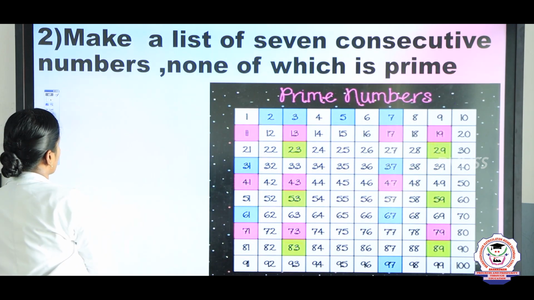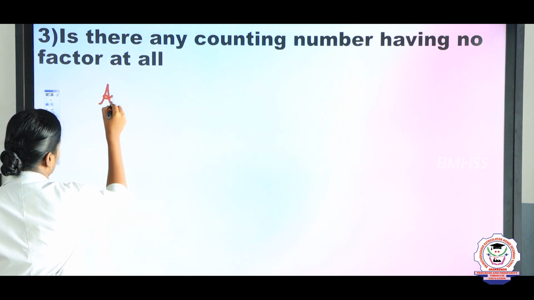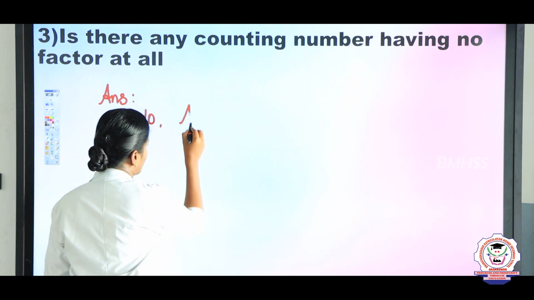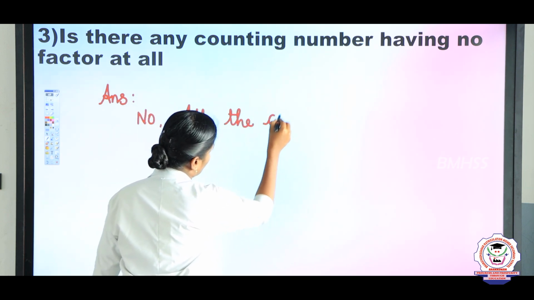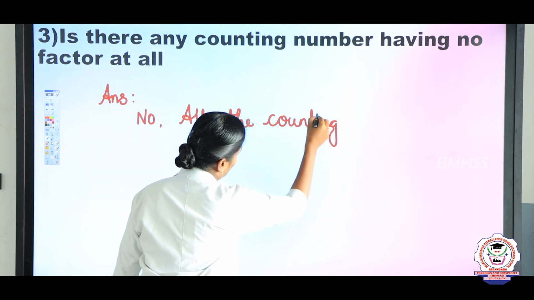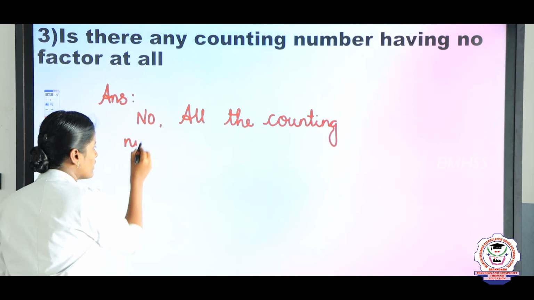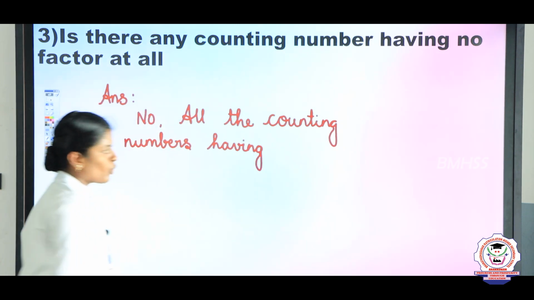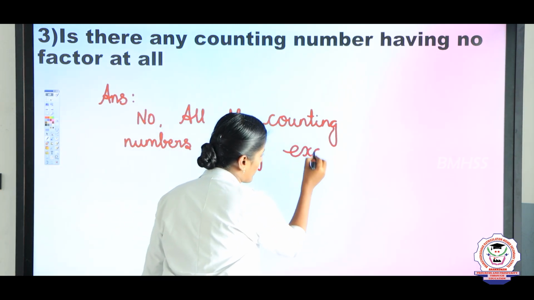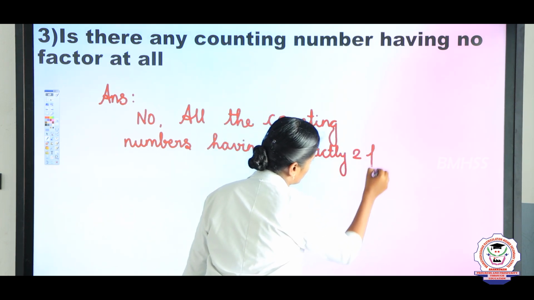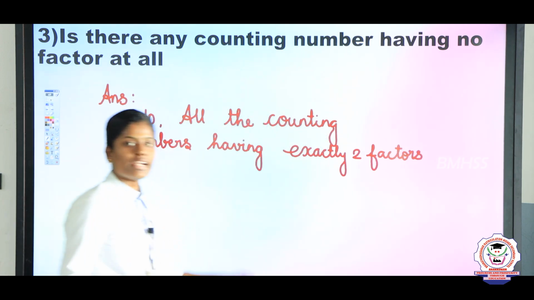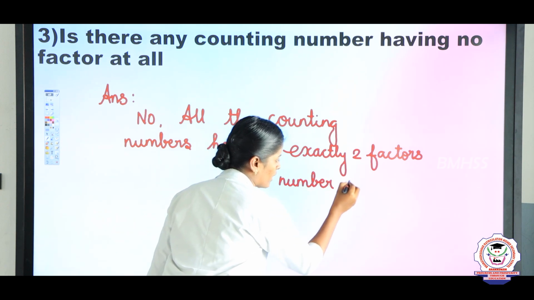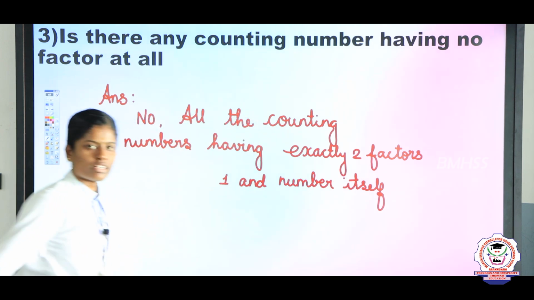So the answer is no. All the counting numbers having exactly 2 factors, that is 1 and the number itself. Okay children, next we will see another example.